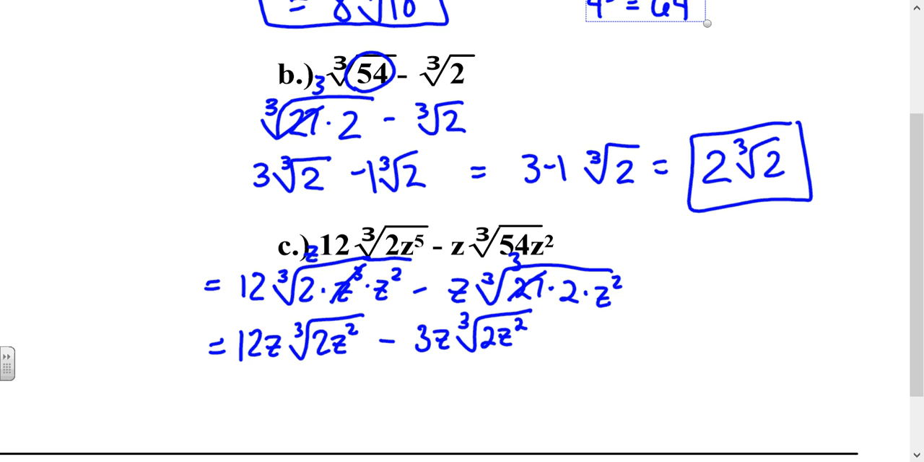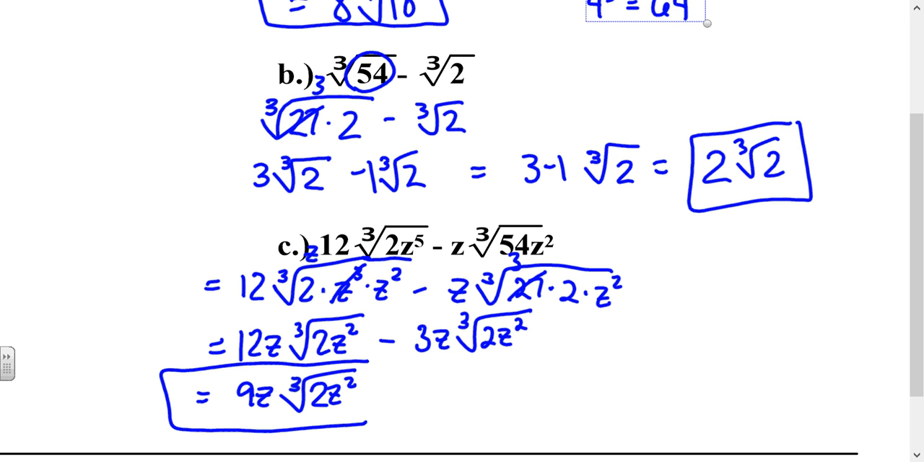And if you look, now we have both cube roots and we both have 2z squared underneath the radical. So we can subtract the coefficients. So 12 minus 3 would be 9z. 12z minus 3z is 9z. And then we have the cube root of 2z squared. And this would be our final answer.